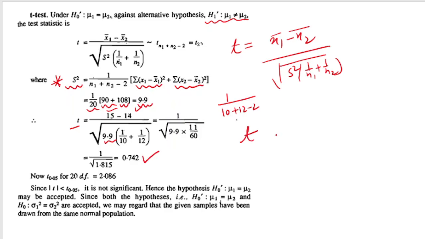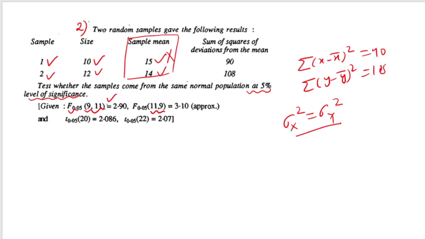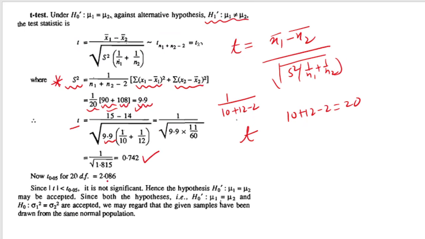And which degree of freedom do we have to use? The degree of freedom here is 10 plus 12 minus 2, that is 20. So for 20 degrees of freedom, the value is 2.086. Don't use the 22; they have given it just to confuse you. So for 20 degrees of freedom, the value is 2.086 and the calculated t value is 0.742. So the calculated t is less than the tabulated t, that is 2.086. So the null hypothesis is accepted in this case also.